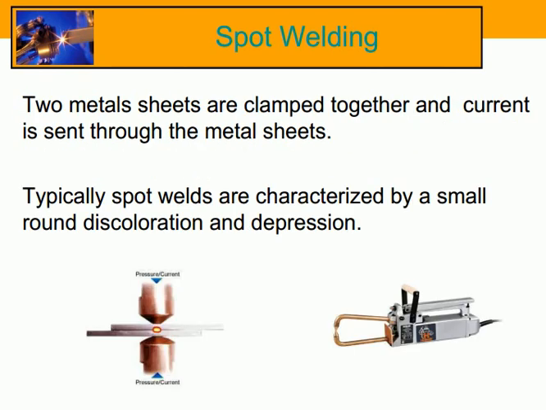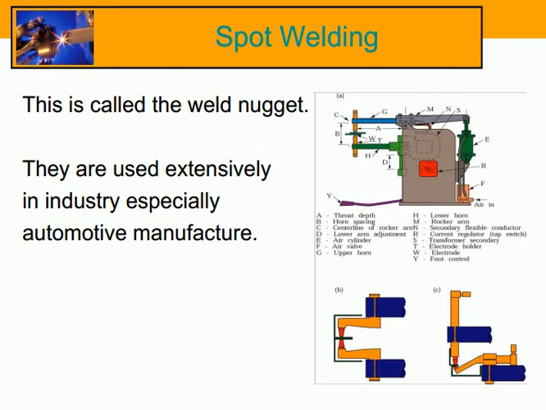Spot welding. Two metal sheets are clamped together and current is sent through the metal sheets. Typically, spot welds are characterized by a small, round discoloration and depression. This is called the weld nugget. They are used extensively in industry, especially automotive manufacture.